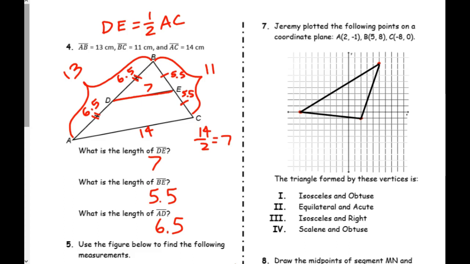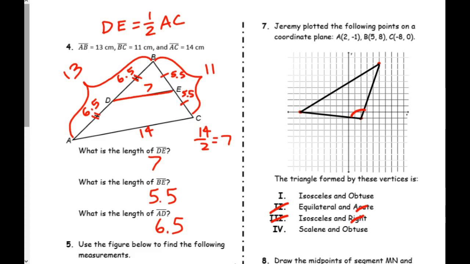Alright. So you can tell right here we have an obtuse angle. It's bigger than 90. Okay, so it should be obtuse. It's not acute. It's not right. So it's not 2 or 3. The question is, is it isosceles or is it scalene?